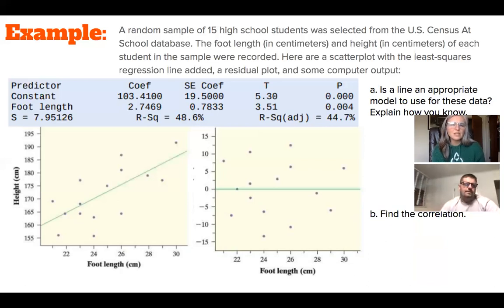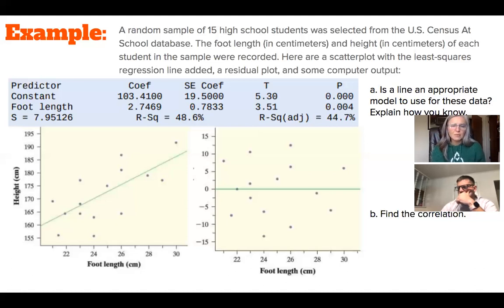A random sample of 15 high school students was selected from the U.S. Census at School database. The foot length in centimeters and height in centimeters of each student in the sample were recorded. Here are a scatter plot with the least squares regression line added, a residual plot, and some computer output.